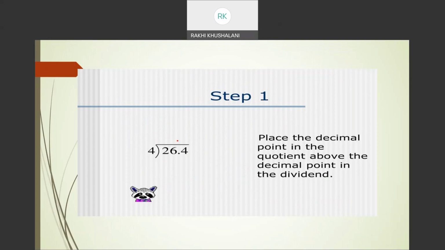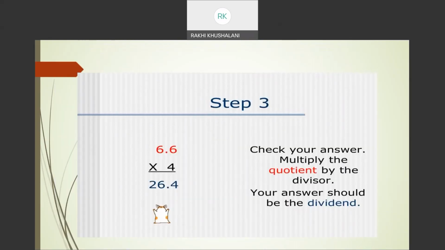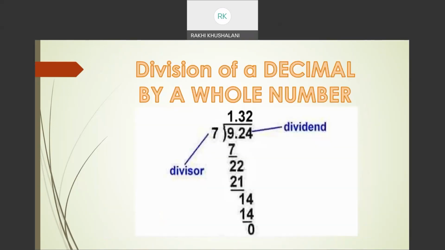So 3 steps are there. Place the decimal point in the quotient above the decimal point in the dividend. Divide as we divide whole numbers. This step is common for all sorts of decimals, all sorts of arithmetic operations. Check your answer. Multiply the quotient by the divisor. Your answer should be the dividend. You know how we do the multiplication of decimals. There are more examples placed for you, that is division of a decimal by whole number.